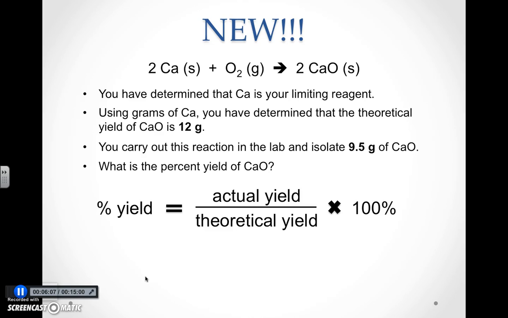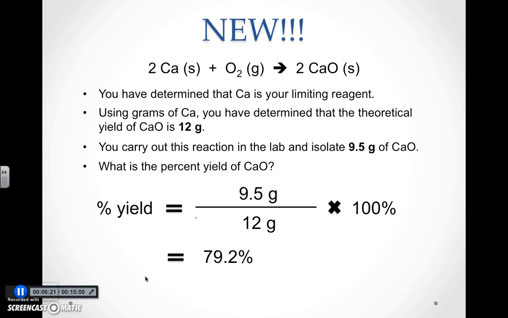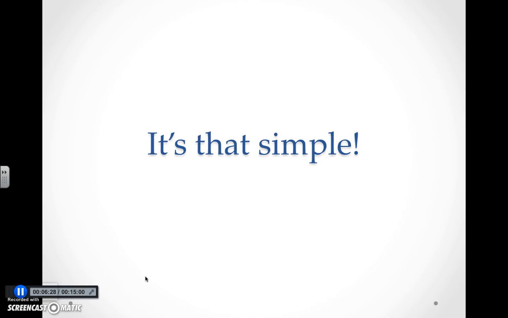So, what's the percent yield? Well, you simply plug in your actual yield, which was 9.5 grams, divided by your theoretical yield, which was 12 grams, times 100, and you arrive at the conclusion that you have a 79.2% yield in this experiment. It's that simple. And that is the video on percent yield.